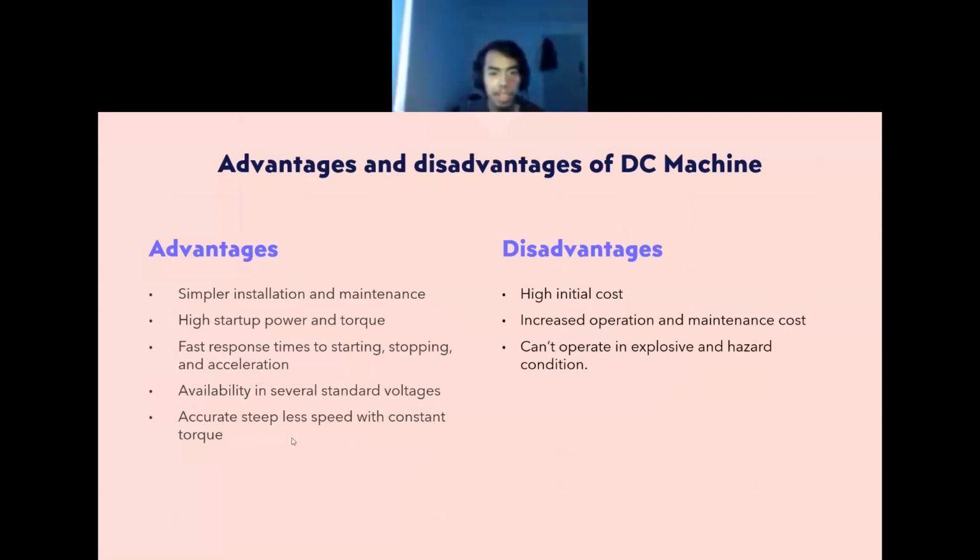Advantages and disadvantages of DC machine. Advantages: first, simpler installation and maintenance. Second, high startup power and torque. Third, fast response time for starting, stop, and acceleration. Fourth, availability in several standard voltages. Lastly, accurate speed control with constant torque.